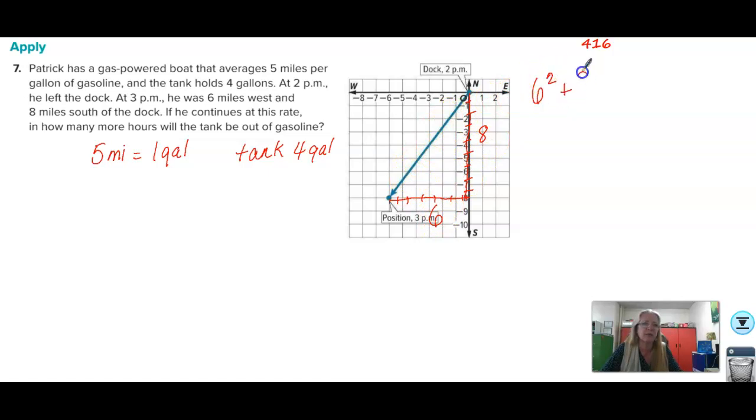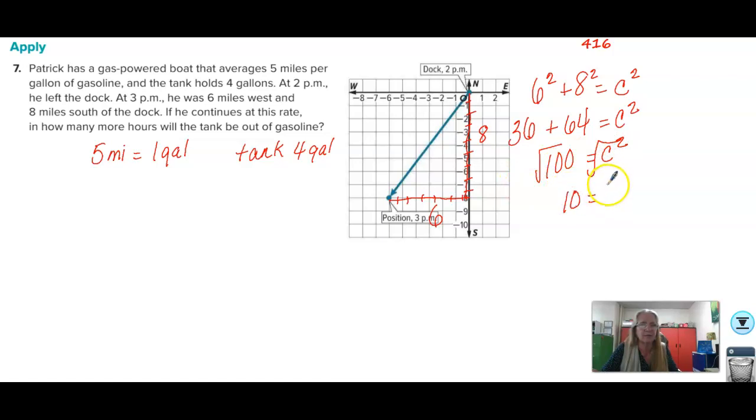6 squared plus 8 squared equals c squared, the thing we don't know. This would be 36 plus 64 equals c squared. 36 and 64 equals 100. And if you take the square root of both sides, then you will find that he has traveled 10 miles. Miles, right? Yeah, it's got to be miles. Okay? So this distance is 10 miles. The question says, if he continues at this rate, how many more hours will he run out of gas?